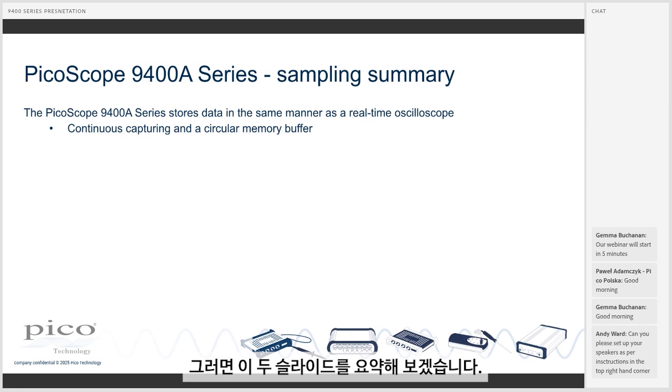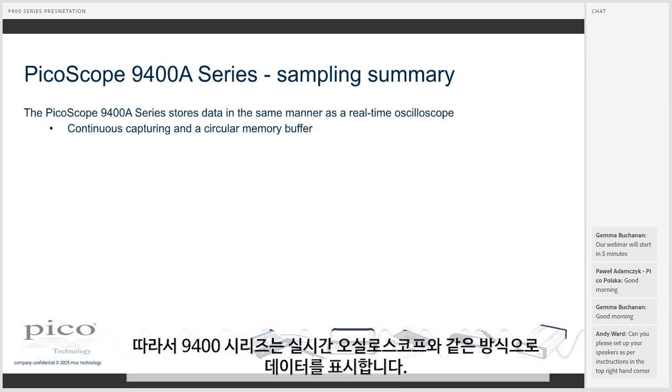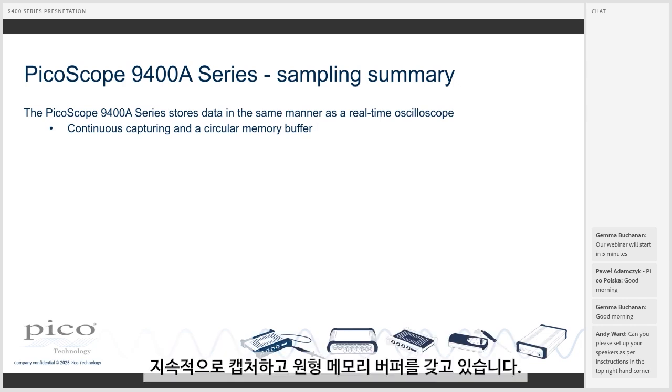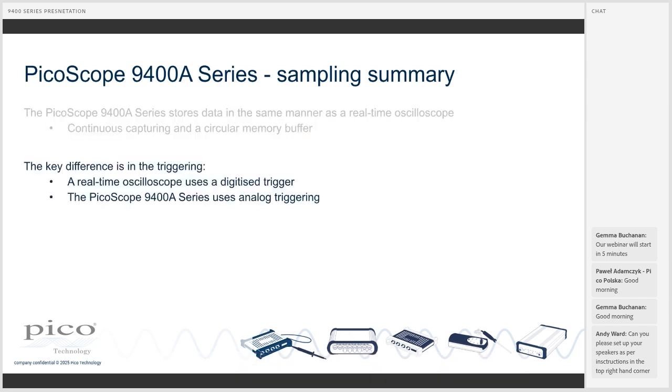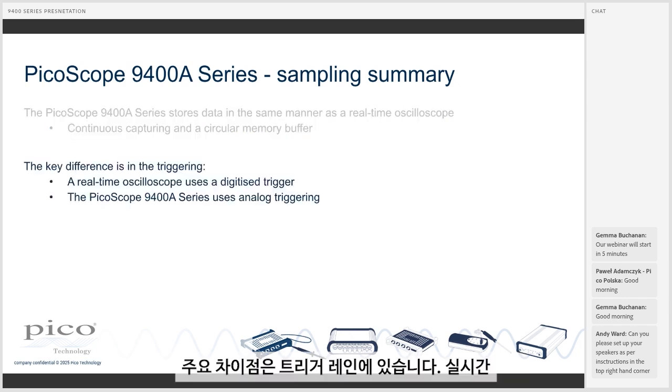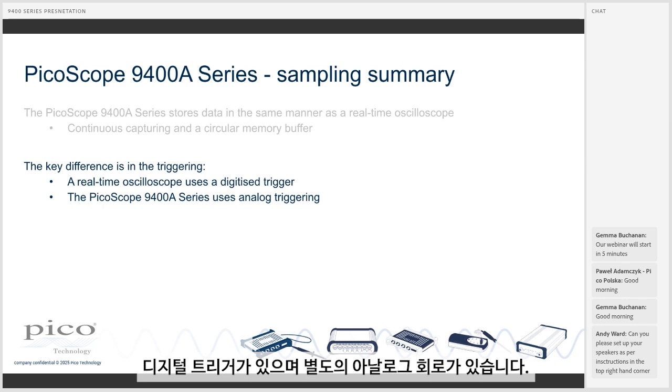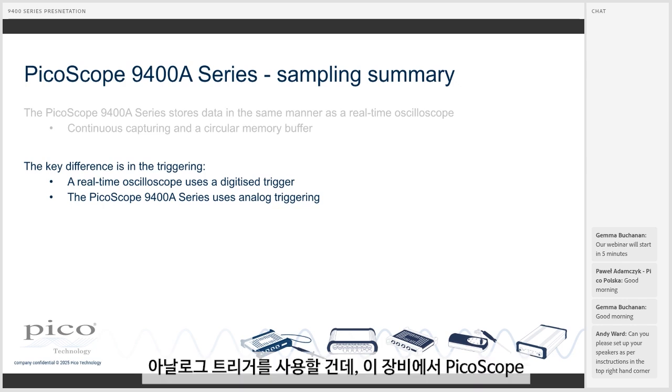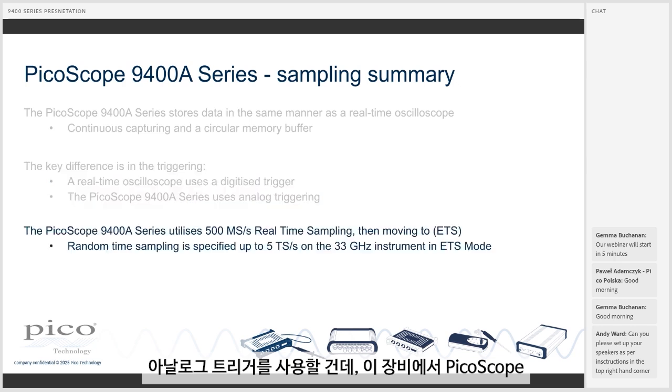So let's try and summarize these two slides. It's important to understand the concept of the 9400 series, so I'm going to be coming at this from one or two different directions. The 9400 series stores the data in the same manner as a real-time oscilloscope. It's continuously capturing and has a circular memory buffer. The key differences are in the triggering. Whereas a real-time oscilloscope uses digitized triggers, such as in the 6000 series, where we have a very wide range of digital triggers, with the 9400 series, we have a separate analog circuit, and we use analog triggering on this instrument.